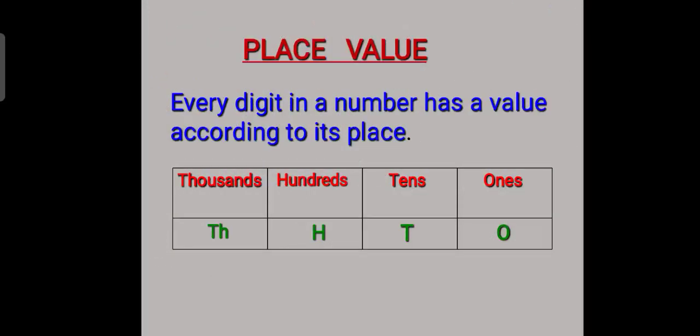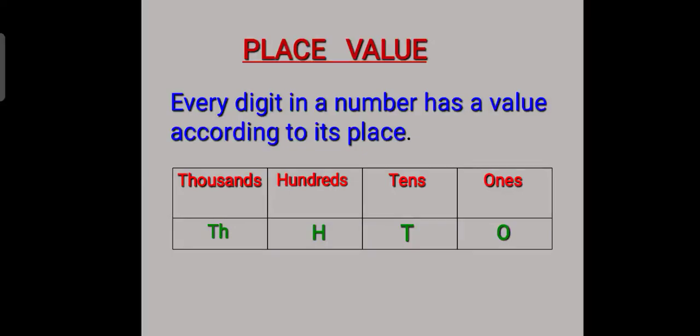Now next, place value. Let's understand place value. Every digit in a number has a value according to its place. So let's learn how to denote the place value. In the Indian place value chart, we start from the right hand side. The first place is ones, and we denote it by O. It means one object. The second place is tens, which is denoted by T. It means ten objects or 10 ones.